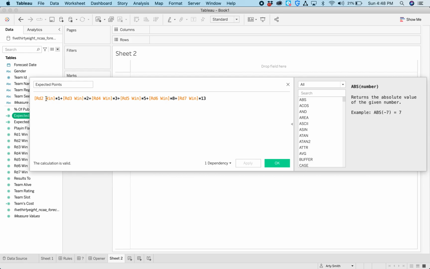I took each team's round 2, opening round win probability, and multiplied it by 1, because that's the number of points you get if a team wins in the first round, plus the probability of the team making and then winning the second round times 2, plus the probability of round 4 times 3, right on up the line. A national championship win gets you 13 points. So this is a pretty straightforward weighted average, or what we call expected value in mathematics.